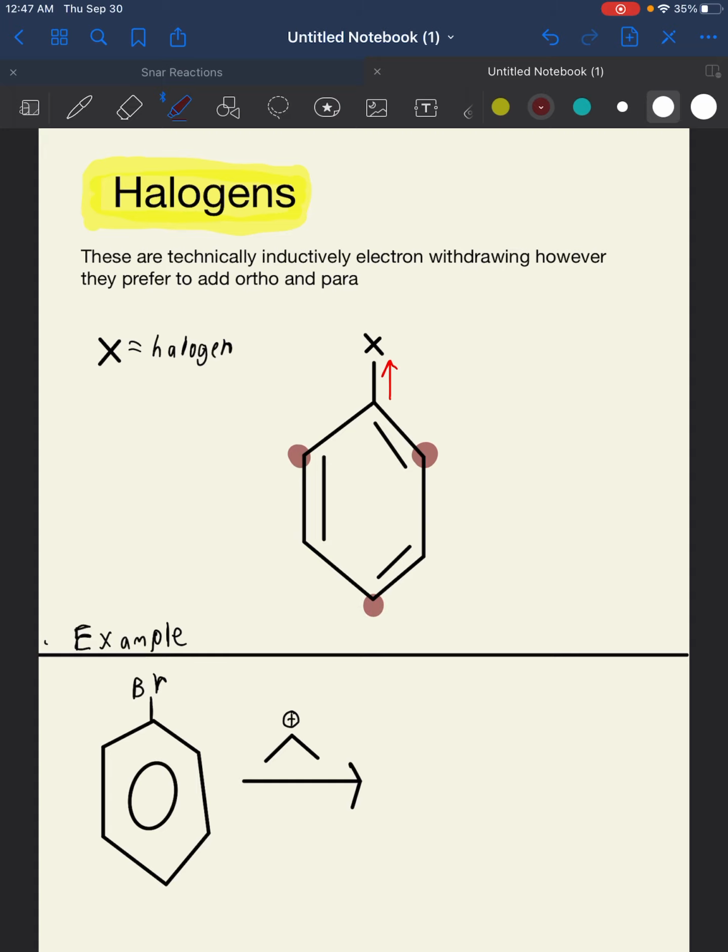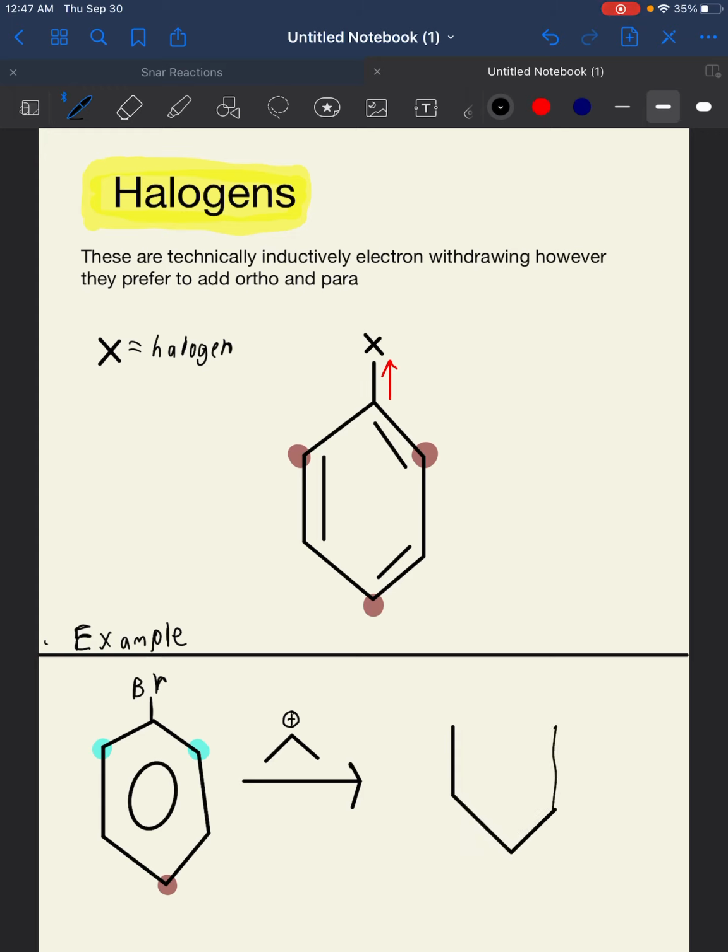Now let's do a quick example. As you can see, we have our Br here, and para to that would be red, ortho to that would be blue, and when this electrophile attacks, it would attack in the para position.